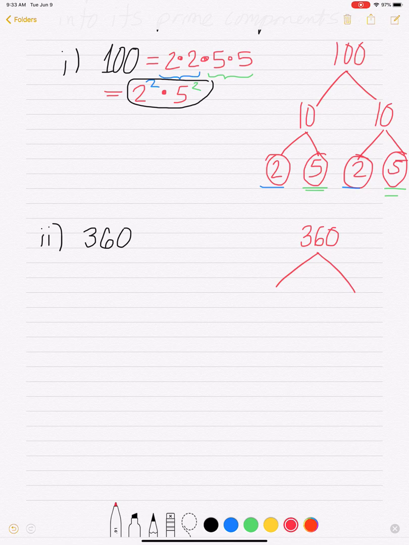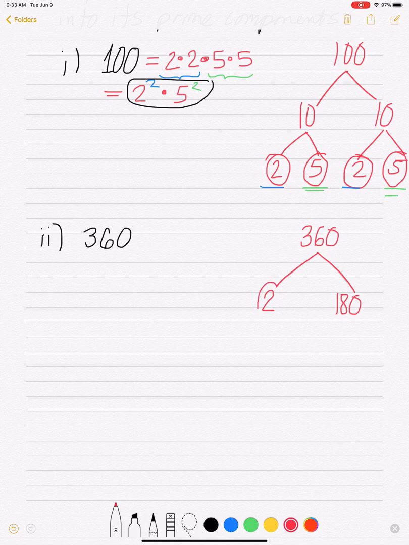Well, we know 360 is even, right? 360 is even because it ends with a 0, and 0 is an even digit. So anytime you have a number that ends with an even digit, it's even. So it's divisible by 2, and I can put 2 here as one of my factors. I can do 360 divided by 2 to find the other factor. That would be 180, right? So 180 times 2 makes 360.